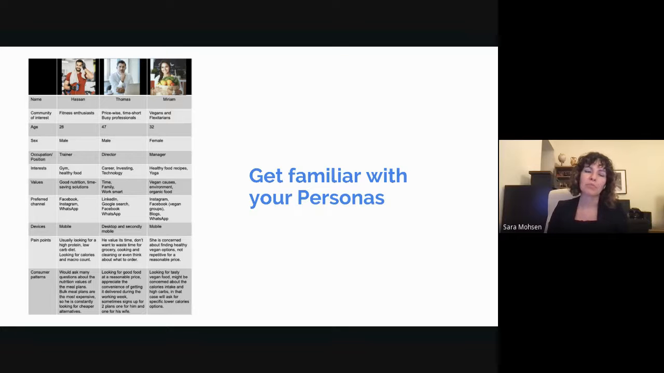My second persona is Thomas. His community of interest is price-wise, time-short, busy professionals. He's 47, male. He's a director and is interested in career, investing, and technology. He values time, family, and working smart. His preferred channels are LinkedIn, Google search, Facebook, and WhatsApp. The device is mainly desktop, as he usually sits in an office from 9 to 5, and secondly mobile, because once he gets home, he's on mobile as well.